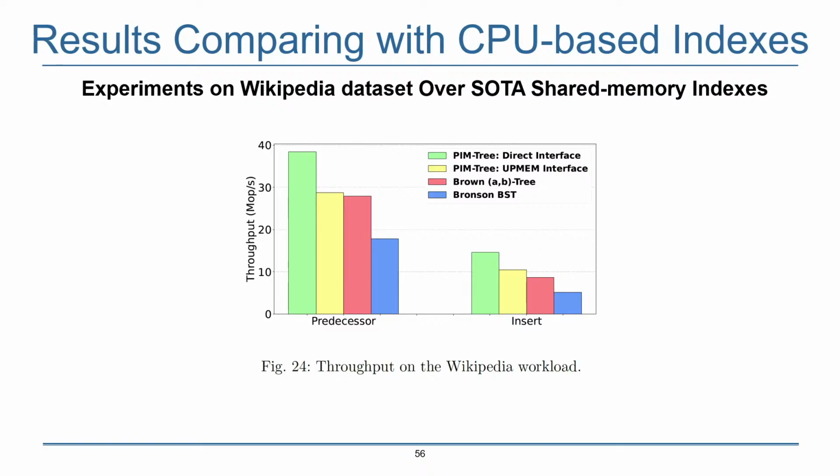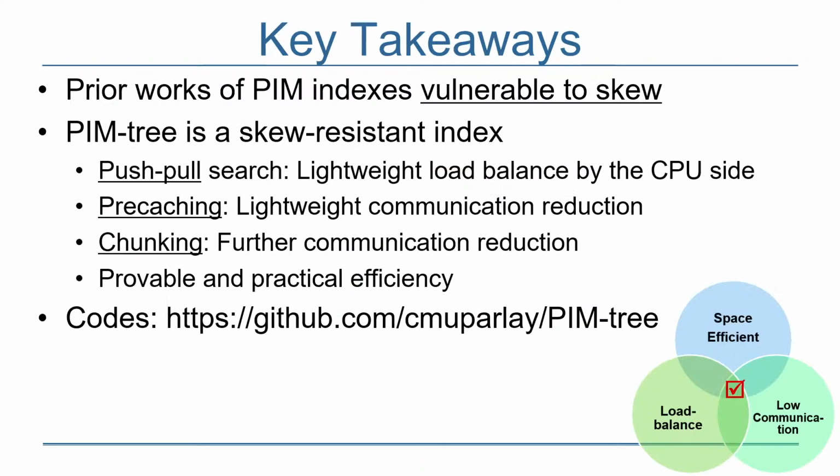And also, we are achieving better performance on some more real-world data sets. So these are the key takeaways. Prior works are vulnerable to skew, and we have some techniques that are quite fundamental, but they work well in our setting. And we have our code. Any question for this?